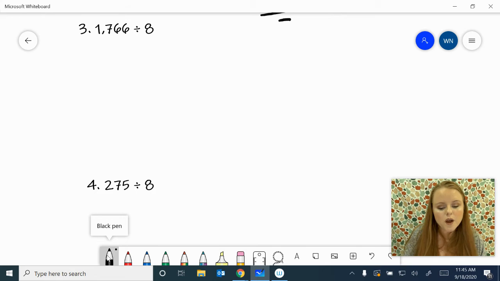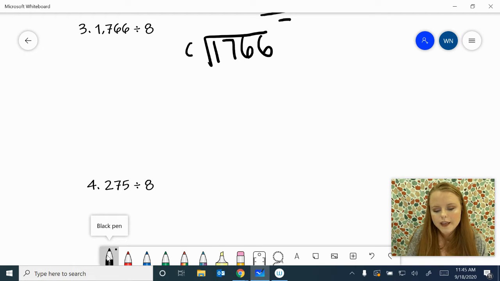Number 3 says 1,766 divided by 8. Let's write it out. 1,766 divided by 8. I want you to take a minute to work this out in your notebook by yourself and come back to me and we'll go over it.